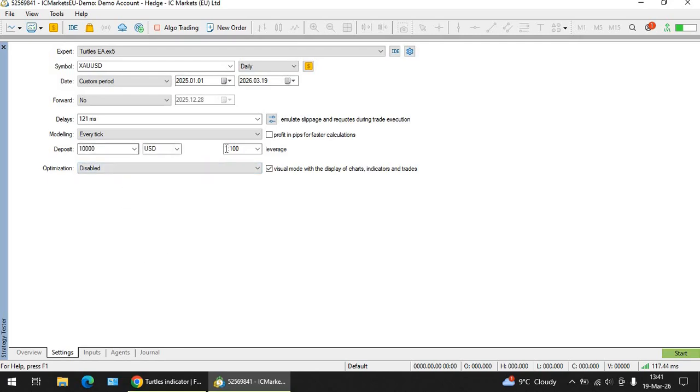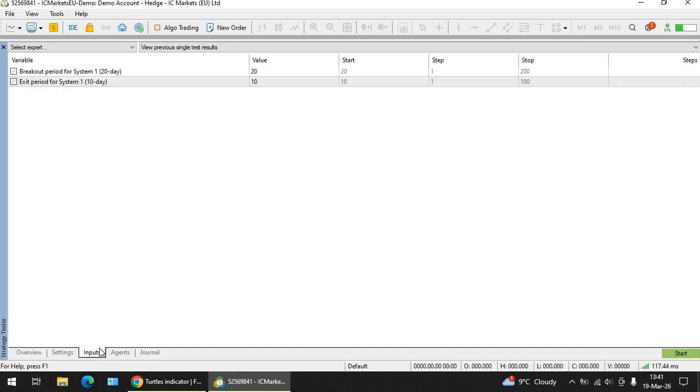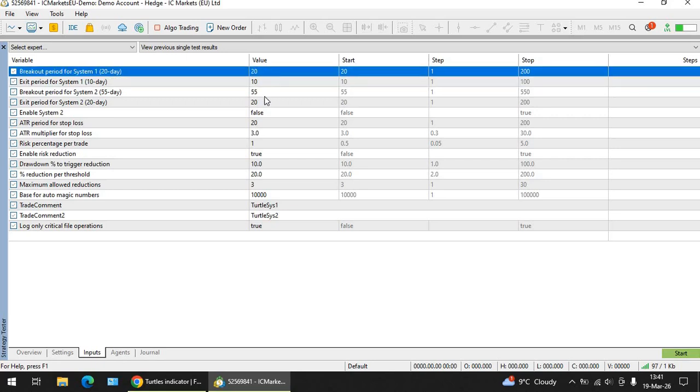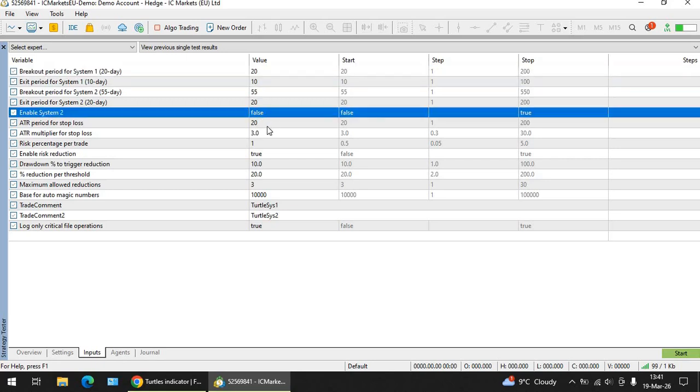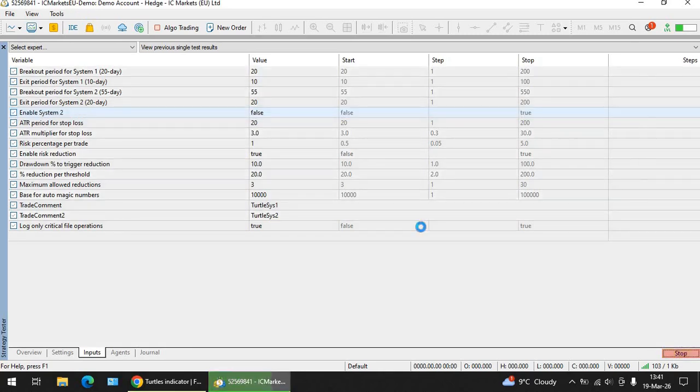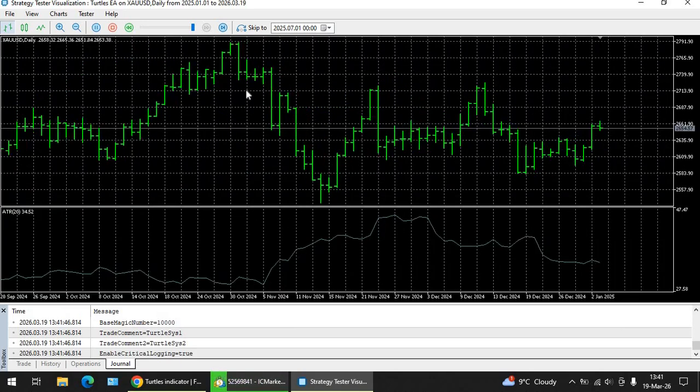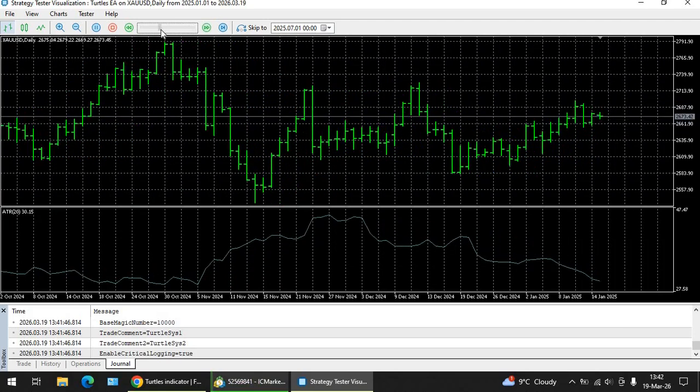I will use a 10K account and leverage 1 to 100. I will also use only System 1 because the indicator can monitor only one system. I will add the default 20/10. System 2 is going to be disabled. These are the other parameters. And let's start. Let's go slower.